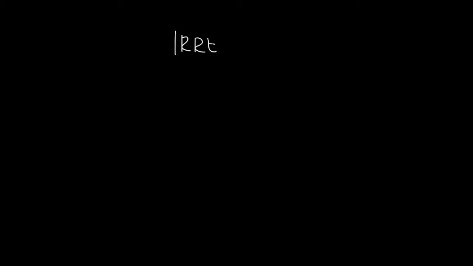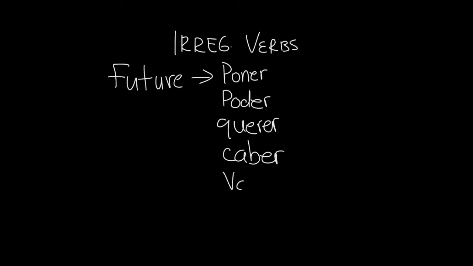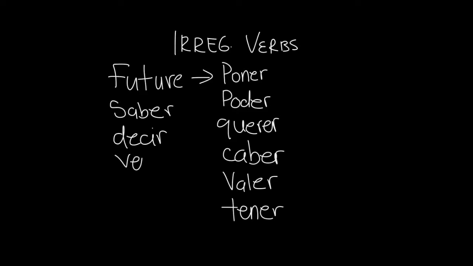Now let's see what happens with irregular verbs. All those verbs that are irregular in the future are also irregular in the conditional. Poner, poder, querer, caber, valer, tener, saber, decir, venir, salir, haber, and hacer.